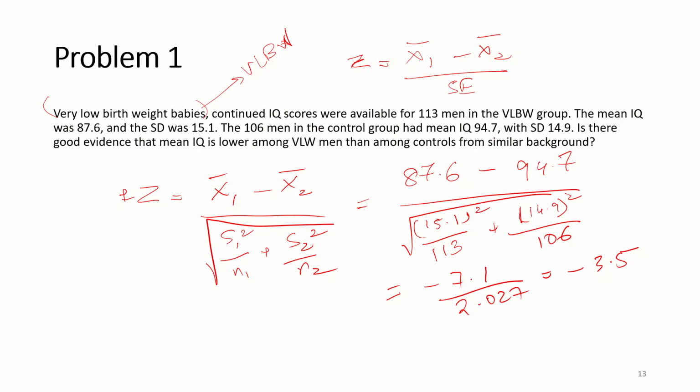Should I move ahead? For this value of minus 3.5, on the Z table, how do you read it? Again, here we will be seeing 95%, is it? You can see, but I think it will be more than that also. If it asks whether there is good evidence that the mean IQ is lower, you can tell 95% or so. 95% is, I think, 1.96.